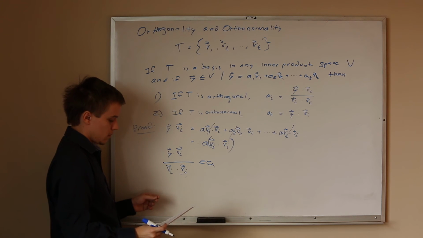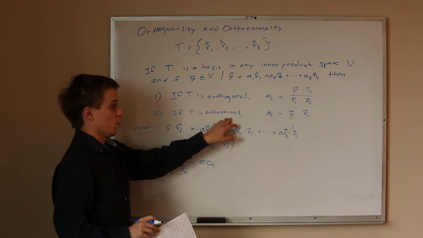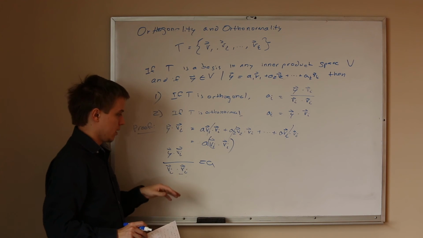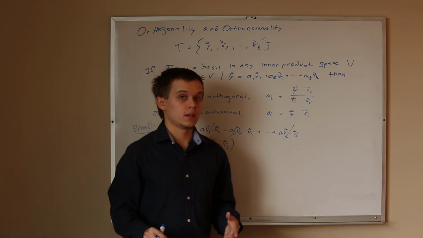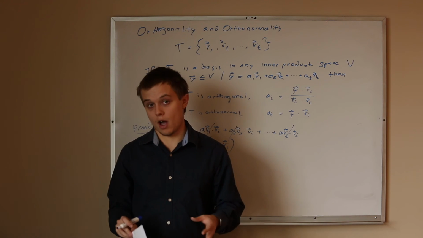And it is very easy to see how if T is orthonormal, this just becomes 1. So that is a brief definition of orthogonality and orthonormality. And in the next video, we're going to talk about the Gram-Schmidt process for finding orthogonal vectors.